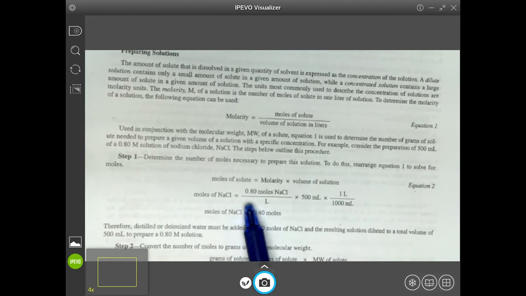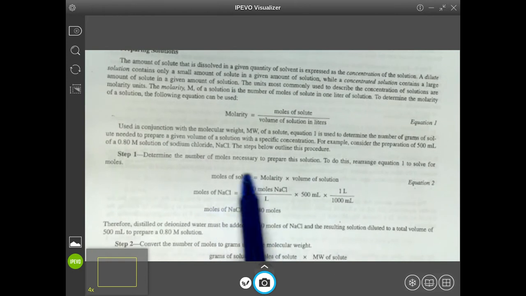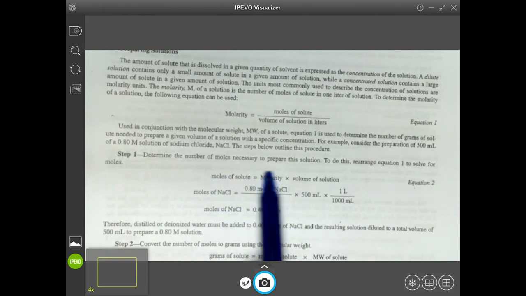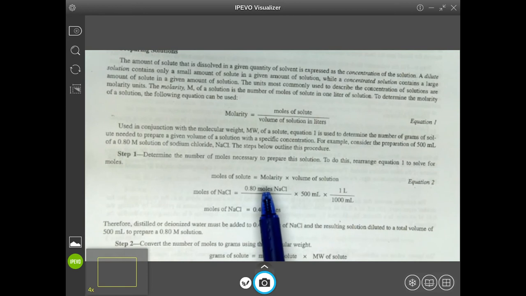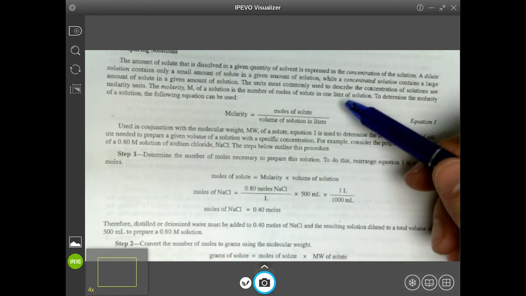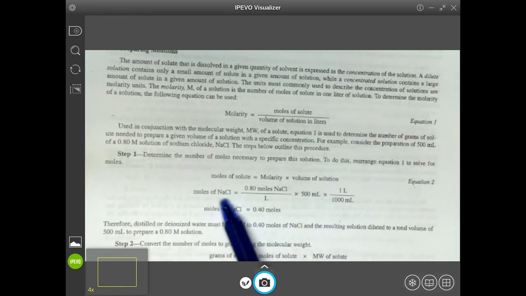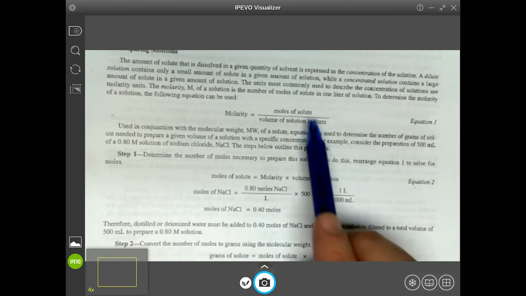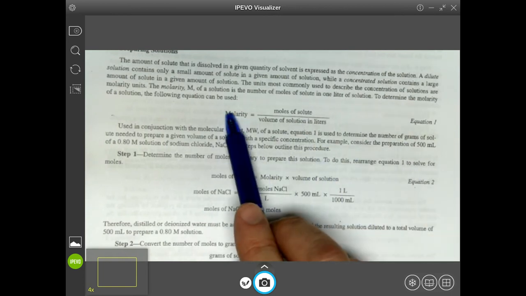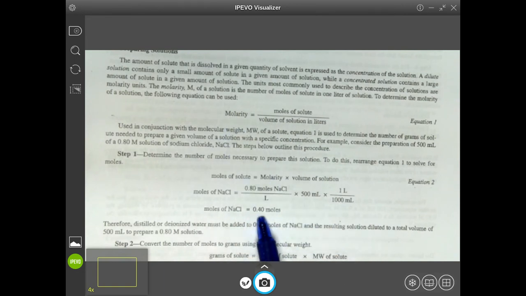They're showing you how to figure out the number of moles necessary to prepare a solution. Like, how do you find the number of moles? So essentially, all you're doing is taking the volume times the molarity that you want to get, right? The volume in liters times the molarity that you want to get, and then that's going to give you the moles that you need.